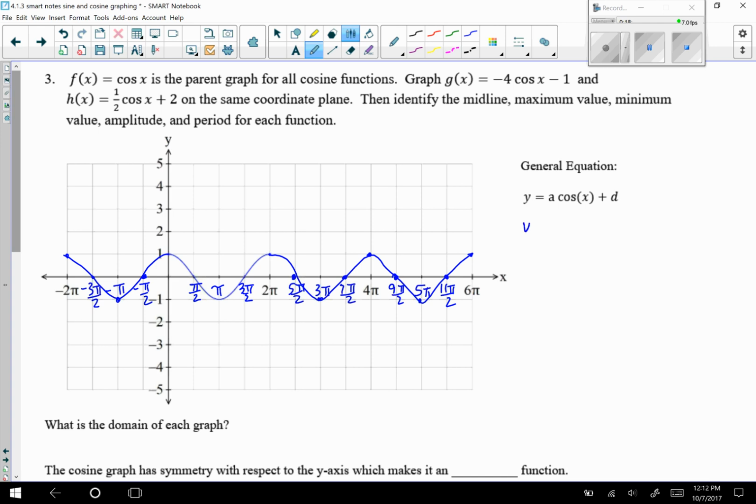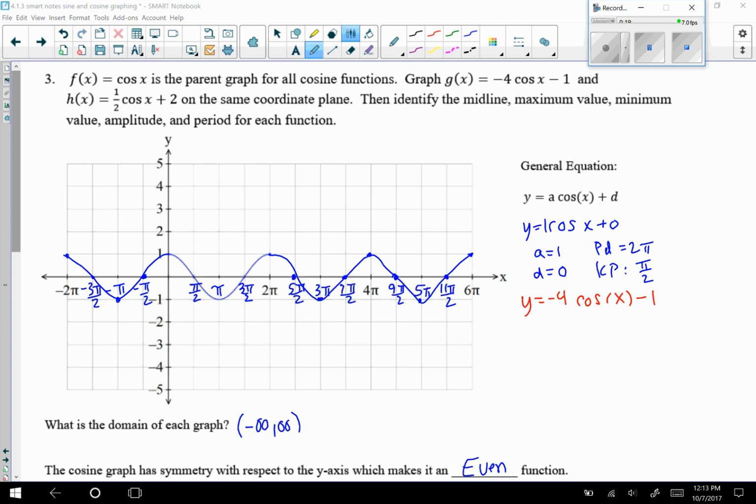And for y equals the cosine of x, our amplitude is 1 and our midline is 0. And our period is still 2 pi. And so our key points still go by intervals of pi over 2. The domain of our graphs are going to be, for all of them, -infinity to infinity. And notice that if I were to fold my graph in half on the y-axis, my graph would match up on the other side. Therefore, this is an even function, and it has y-axis symmetry.